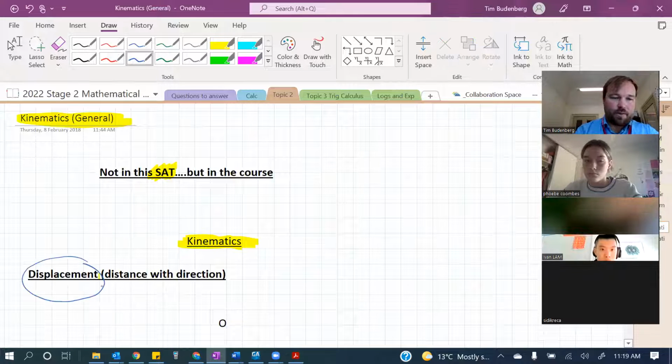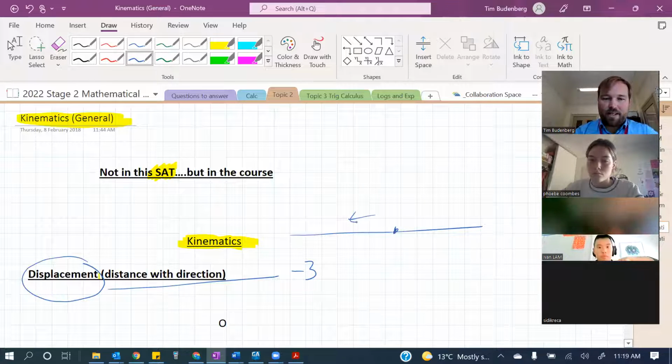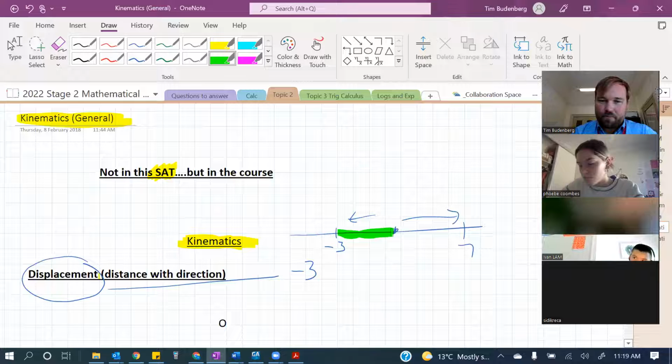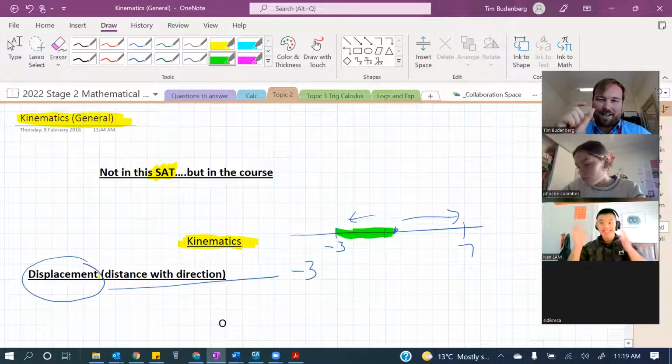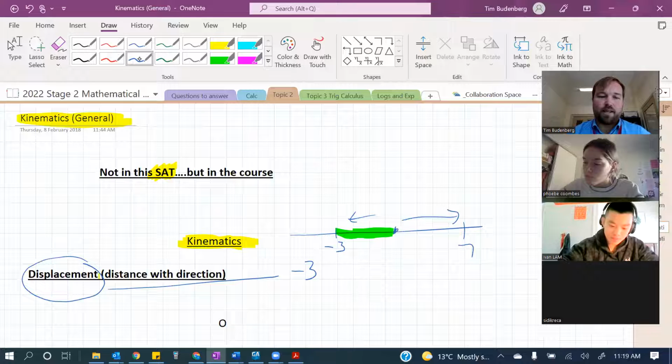So if we had a displacement of -3, that would imply that we are 3 to the left of the origin. Or if we had a displacement of +7, we would be 7 to the right of the origin. Note that if it was a displacement of -3, it might be 3 away from us in terms of distance, but the displacement has that sign as well. So displacement is just a fancy word for distance, and it will generally have a plus or a minus sign, which we interpret to be the left or the right of the origin.